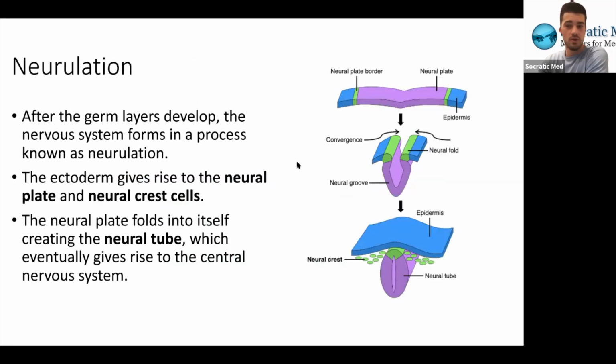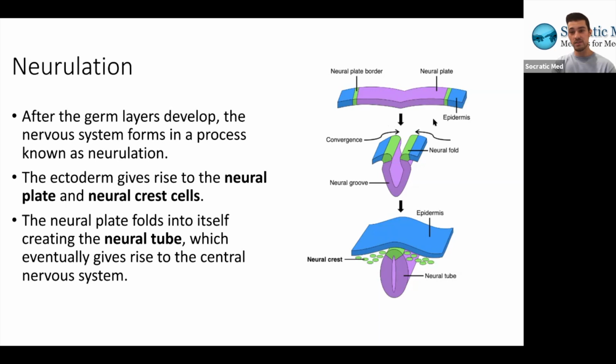Okay, so the next step we have is neurulation. So after the germ layers are developed, the nervous system forms next, and this process is known as neurulation. So the ectoderm, like we said before, gives rise to the neural plate and the neural crest cells, because remember the ectoderm gives rise to the central and peripheral nervous system. So it also gives rise to skin, nails, those sorts of tissue. So the neural plate folds into itself, creating a neural tube, which eventually gives rise to the central nervous system.